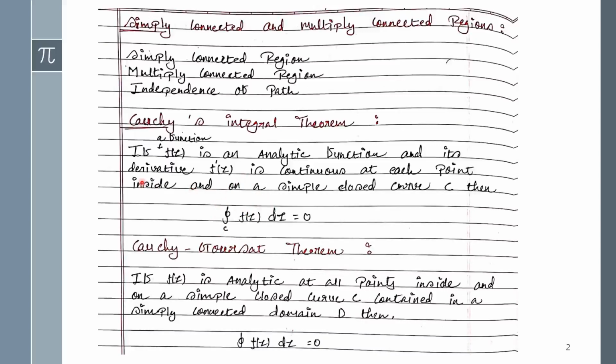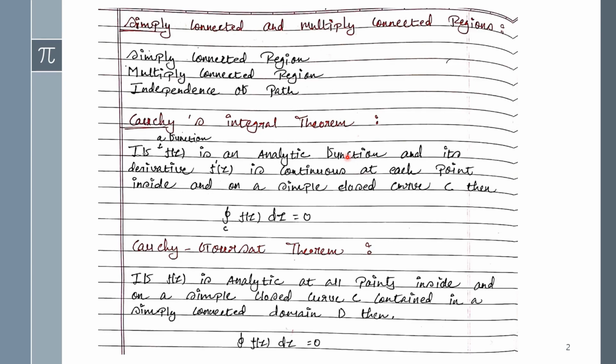So this concept is very much useful to understand for the examples, and the definition is given: if a function f of z is an analytic function and its derivative f dash z is continuous at each point inside. What is written? If f of z is an analytic function, we need an analytic function. Now what is analytic?